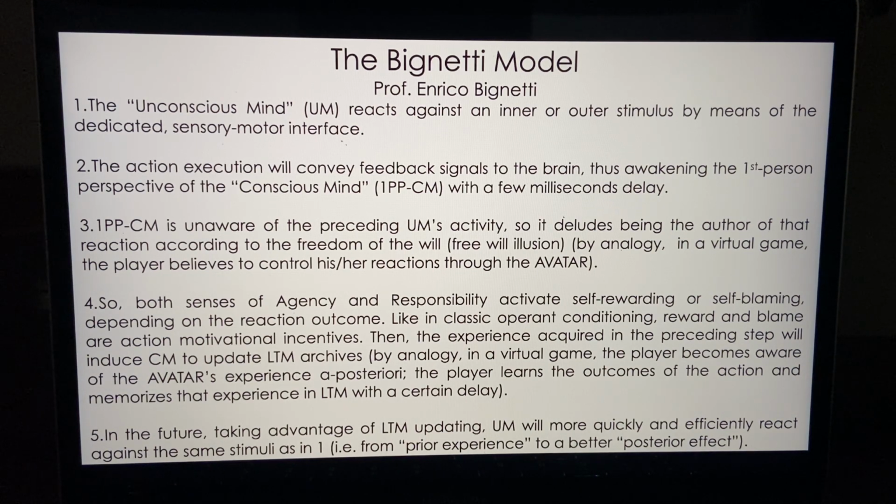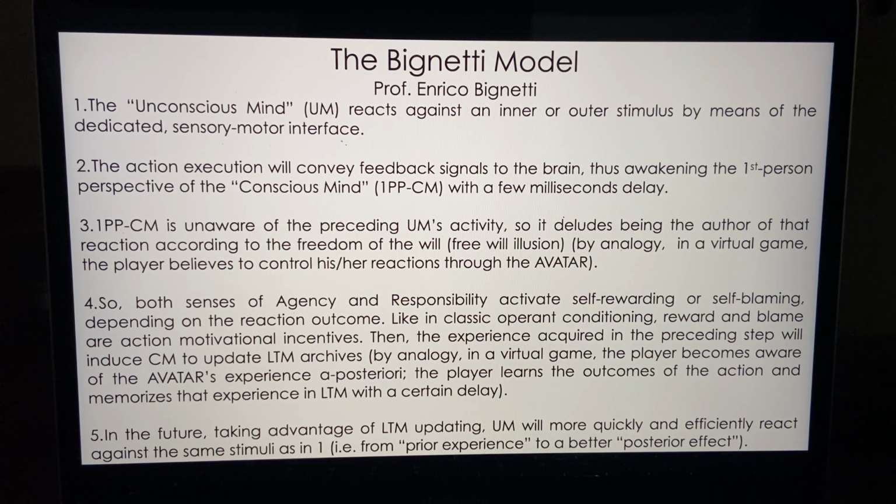So, TBM, the Bignetti Model. First point, the unconscious mind, UM, reacts against an inner or outer stimulus by means of the dedicated sensory-motor interface. Second point, the action execution will convey feedback signals to the brain, thus awakening the first-person perspective of the conscious mind, 1PPCM, with a few milliseconds delay. 1PPCM is unaware of the preceding UM's activity, so it deludes itself into being the author of that reaction, according to the freedom of the will: the free will illusion.